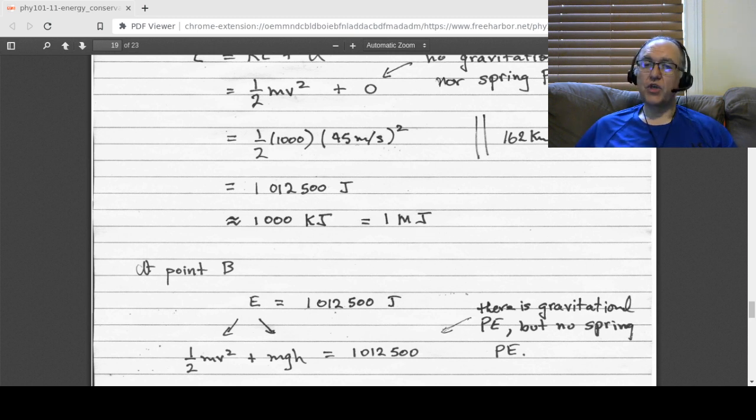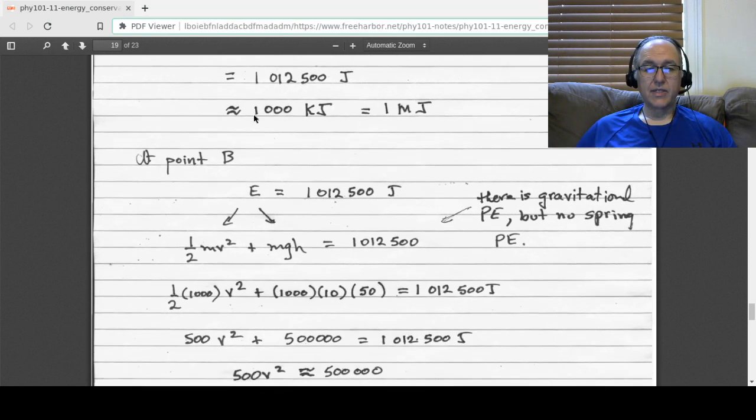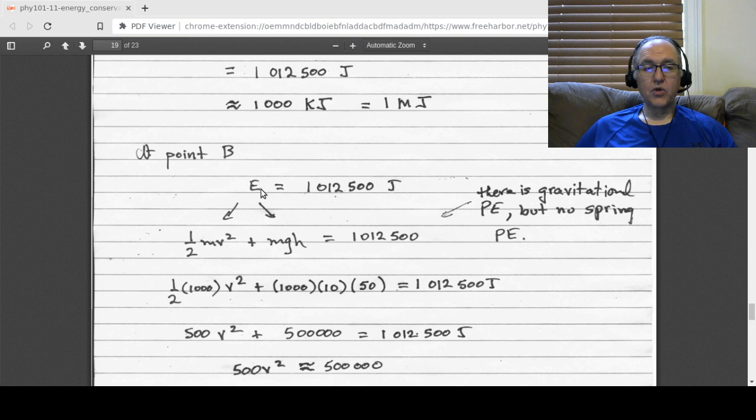Now let's turn our attention to point B. At point B, I want the velocity. Let's see how we can do that. We know that the total energy is that 1 megajoule number. But that's not the end of the story, that's the beginning of the story. What contributes to that 1 megajoule? What adds up so that you get that 1 megajoule? There are two pieces: the kinetic energy and the potential energy. There's kinetic energy because the car is moving. There's gravitational potential energy because it's uphill.